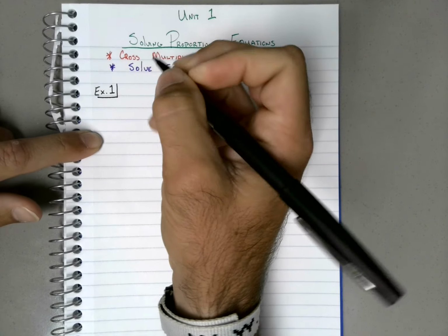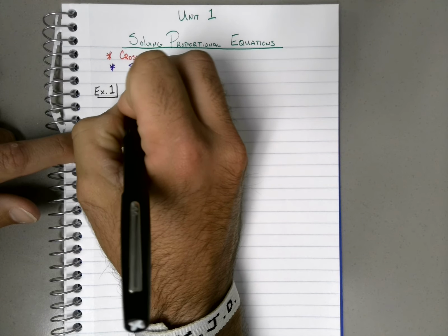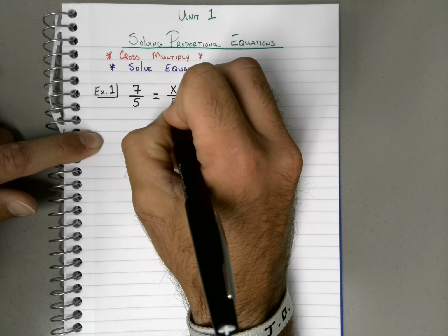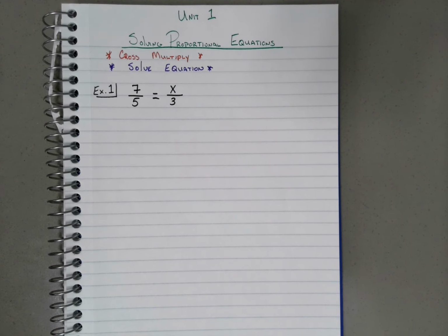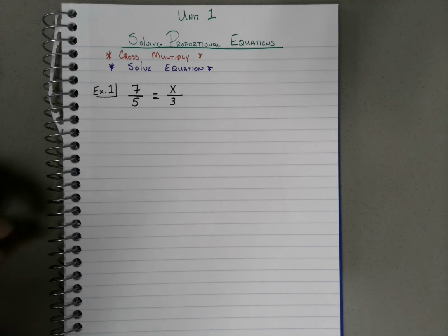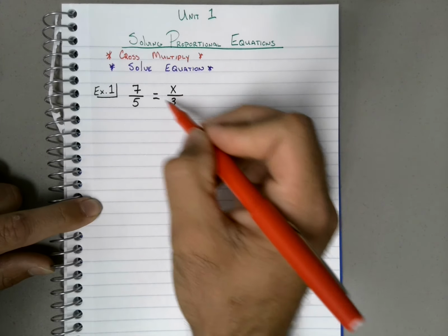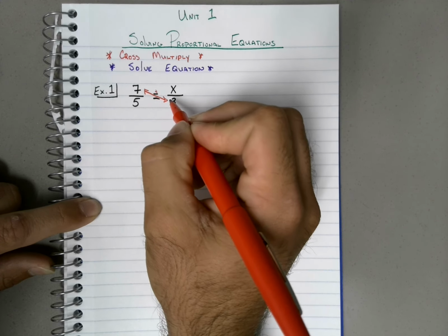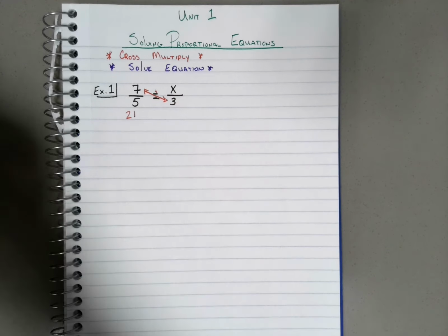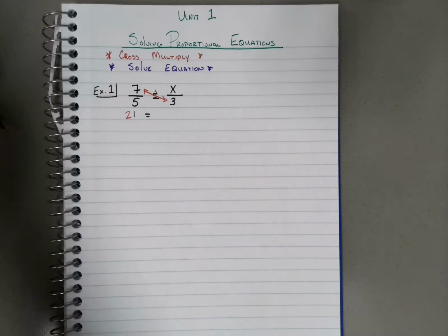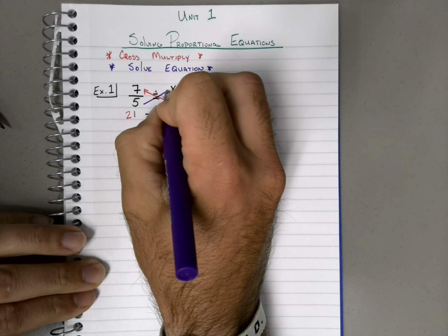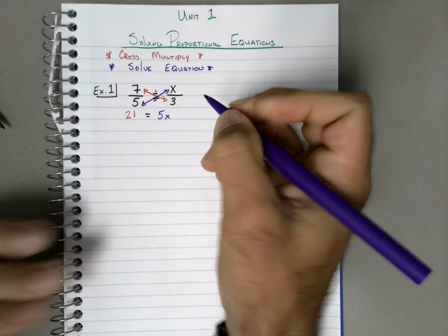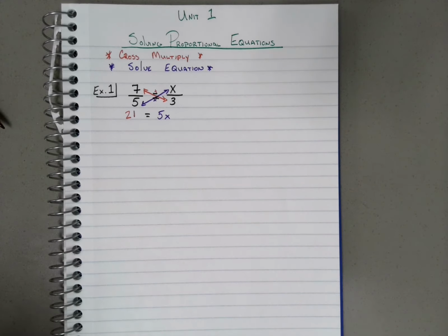Example 1. Let's say we have 7 over 5 equals x over 3. What we're going to do first is cross multiply. What it means to cross multiply is you multiply your diagonals. So we're going to have 7 times 3. What is 7 times 3? It's 21, equals 5 times x. What's 5 times x? 5x. So the first thing we did there was cross multiply.